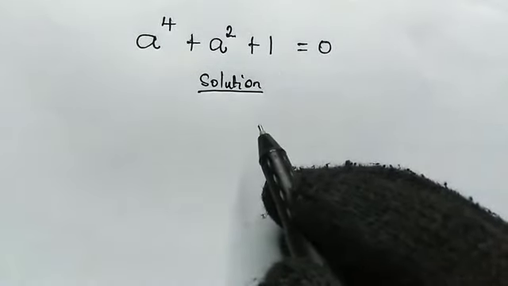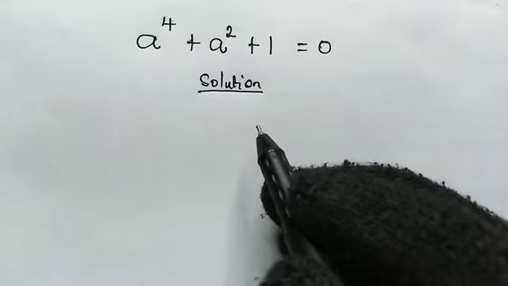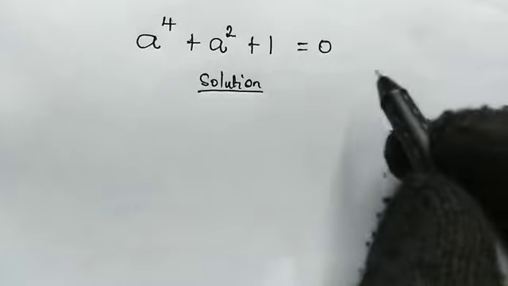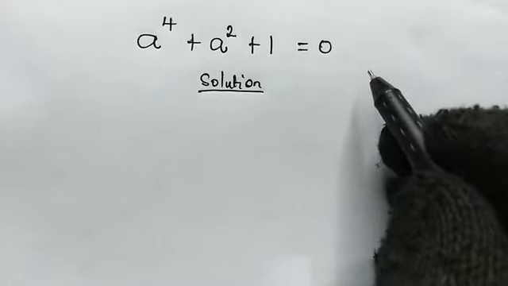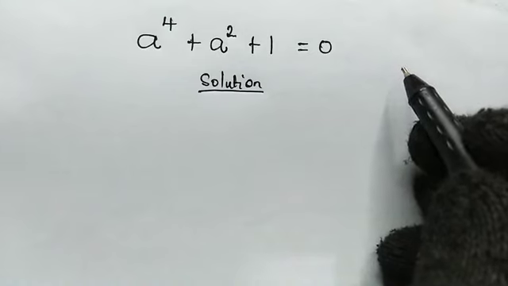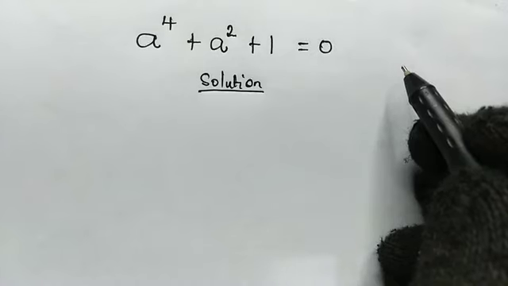Today we're going to solve this quartic equation. We have a to the power of 4 plus a squared plus 1 equals 0. Many may think that the best way to approach this problem is to first let a squared equal another variable. No. If you do that, eventually you're not going to get the correct answer. You're just going to make the whole thing more complicated, right?